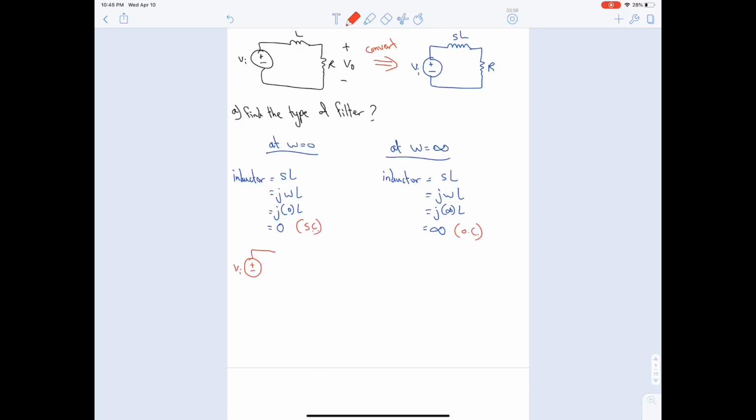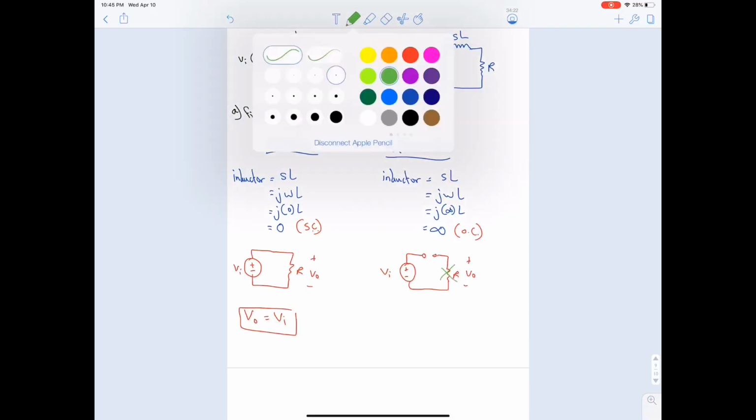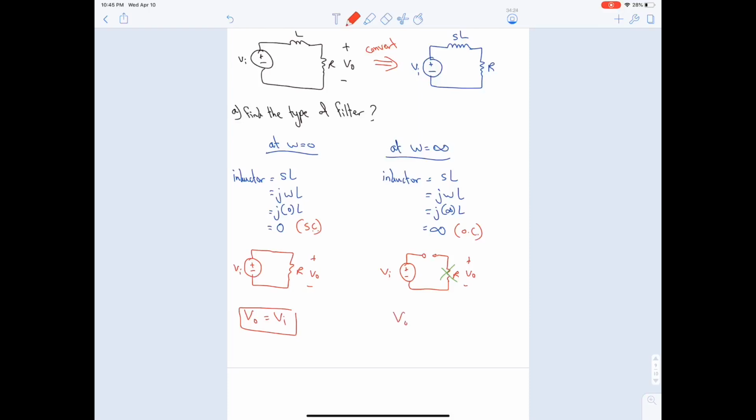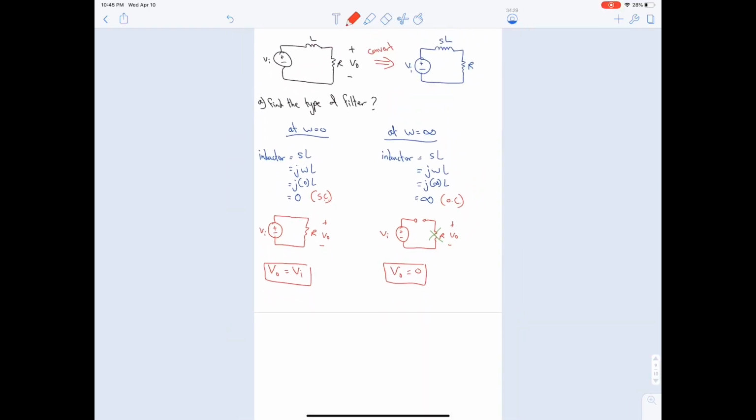Vi, the inductor becomes a short, and this is the resistance, V output. Same thing for the other scenario: an open circuit with a resistance. Okay, so what is V output here? V output is equal to V input, because they are in parallel. Here we have no current, and if we have no current, the resistance is useless, therefore the output is equal to 0. Let's plot the magnitude plot for this circuit.